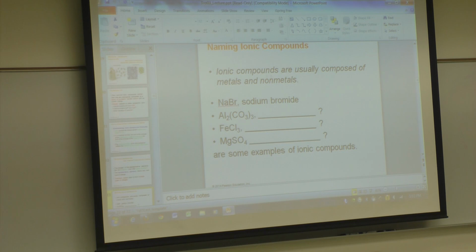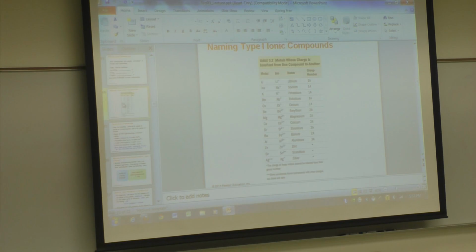So how do we go about naming ionic compounds? So if we have NaBr, we would say the metal name, sodium, and then Br, instead of saying bromine, we change it to -ide. And then if we have Al2(CO3)3, we say aluminum carbonate. If we have FeCl3, we say iron(III) chloride. If we have MgSO4, we say magnesium sulfate.